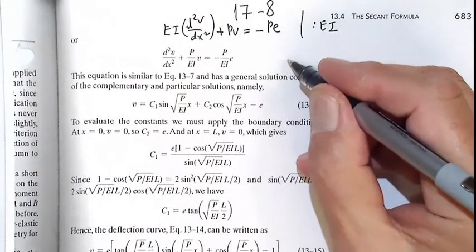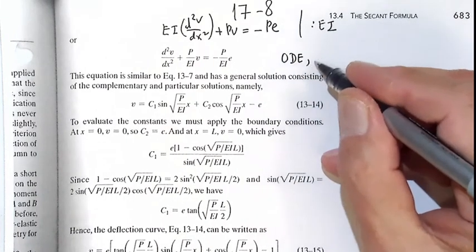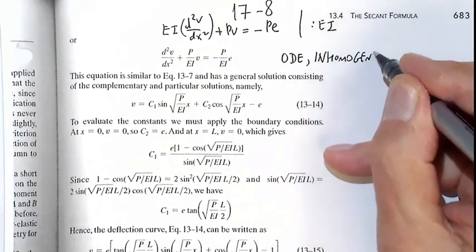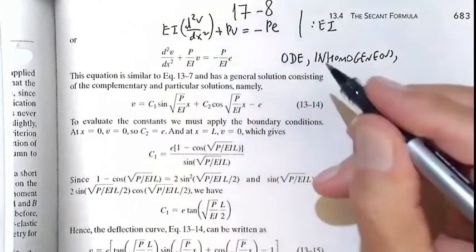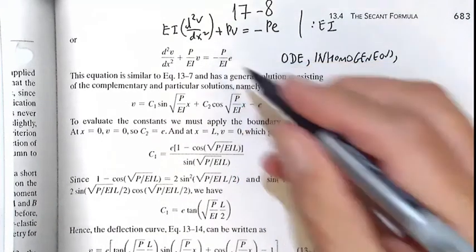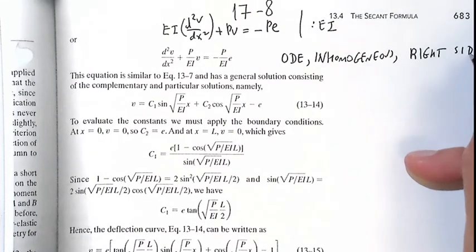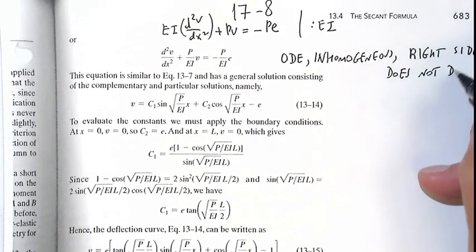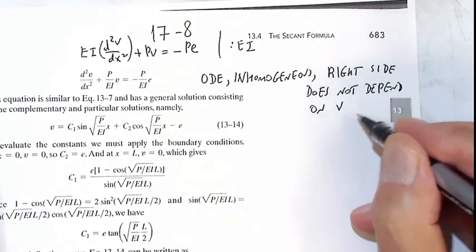Now, this is an ordinary differential equation, inhomogeneous, because the right-hand side does not depend on v, the unknown.